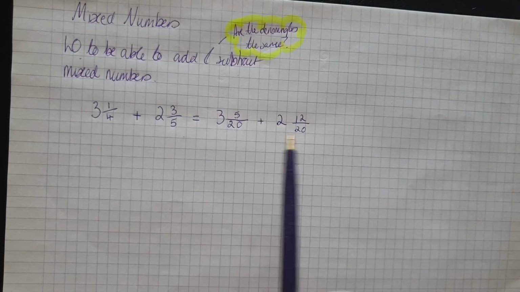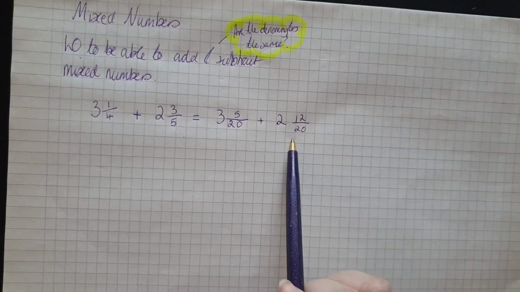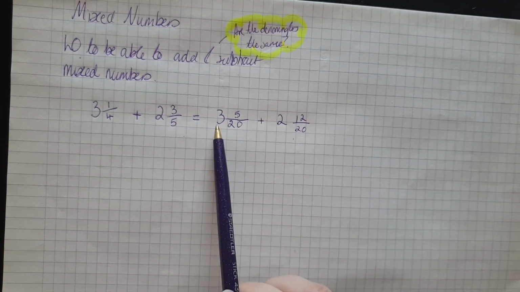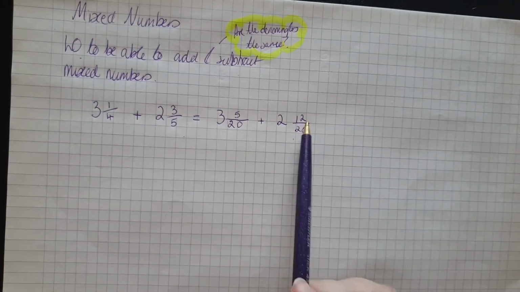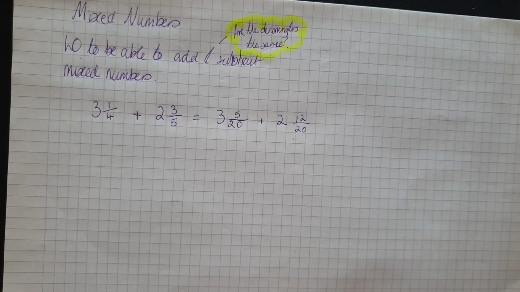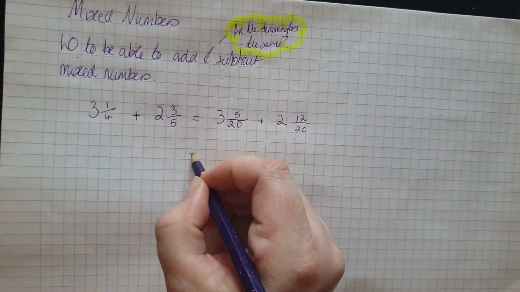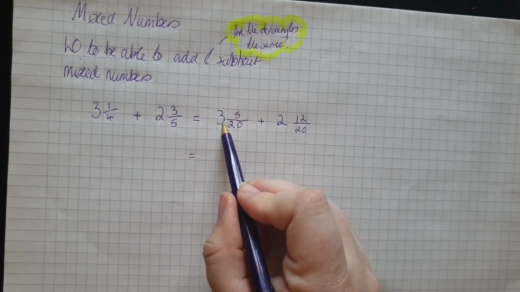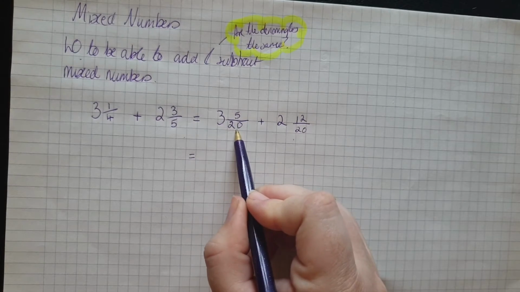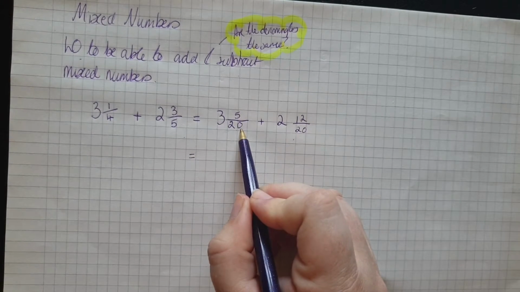Now, because these are mixed numbers, the next thing you should do is convert these into vulgar or improper fractions. That way it means that you can do the addition and subtraction easily, and then you can convert it back at the end. So there are 3 wholes and there are 5 20ths.